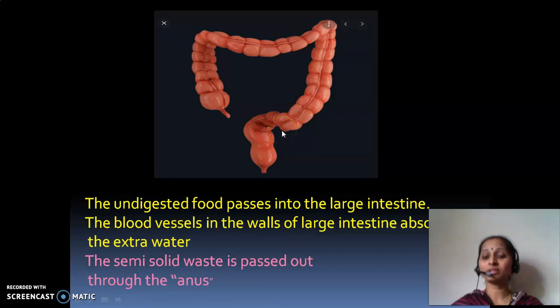What happens to this undigested food? Blood vessels that are present in this large intestine absorb the extra water and the semi-solid waste is passed out through the anus. This is the anus. Semi-solid waste means what we excrete through our potty. So that undigested or unused food which is not required for our body, we excrete it through the anus like potty. And this extra water is excreted as urine. Yes, this is what the food undergoes after we consume it.